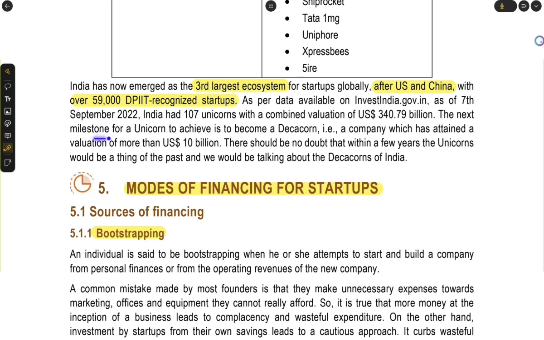Okay, then the next milestone for a unicorn is to become a decacorn, which is a company that has attained a valuation of more than USD 10 billion. For a unicorn it was 1 billion, and for a decacorn it is USD 10 billion. And after a few years, the term unicorn will be of no use and decacorn will be the term used.